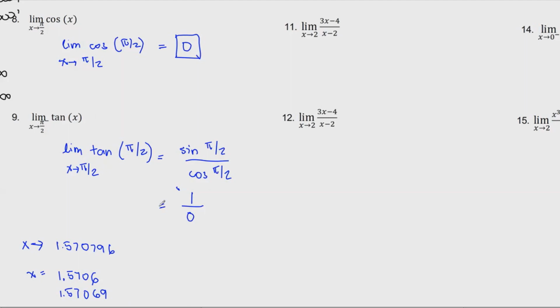So the answer, as you can see, as we go to a very, very close value to 1.5709, what we get is a value that is increasing indefinitely. So what we have here is simply positive infinity.